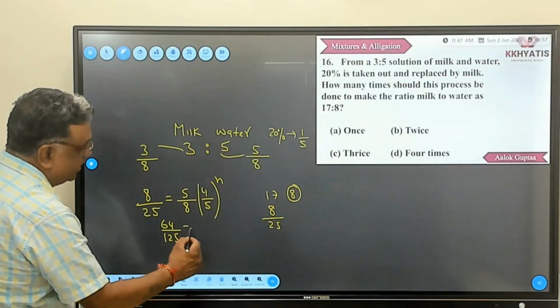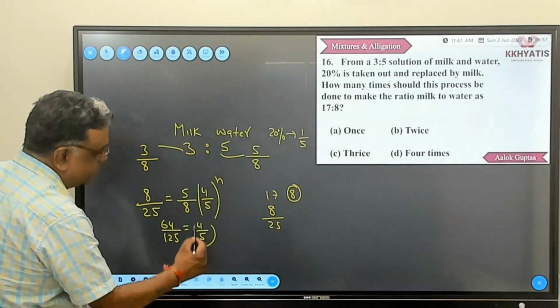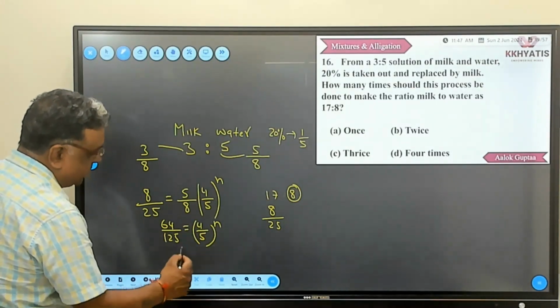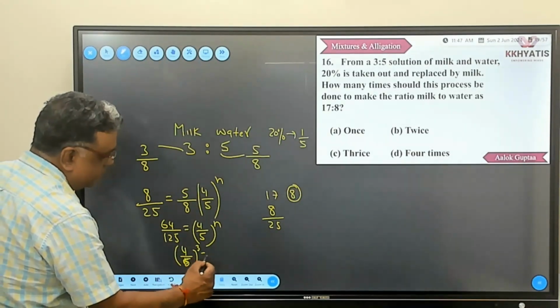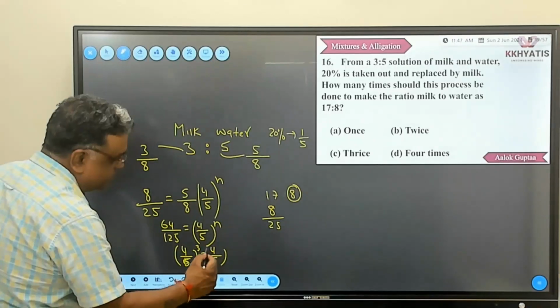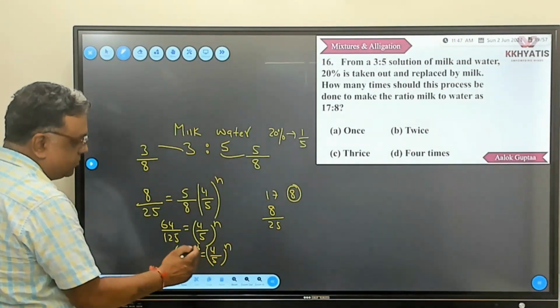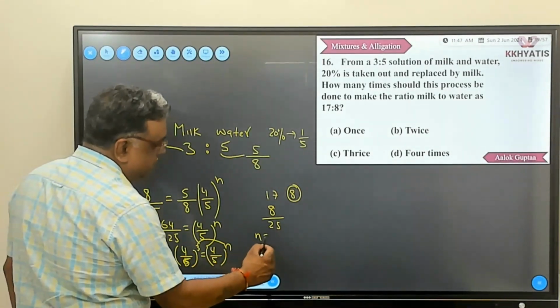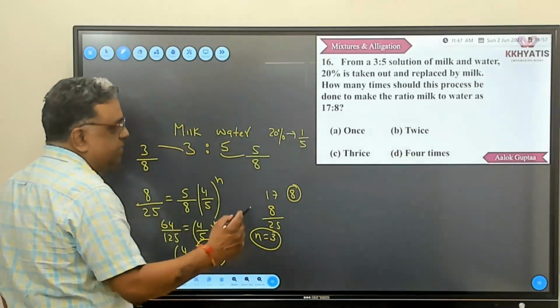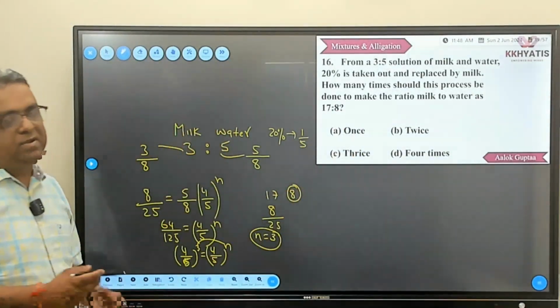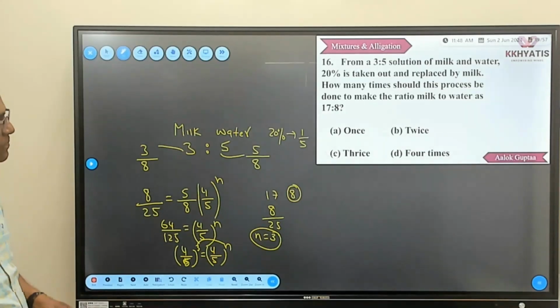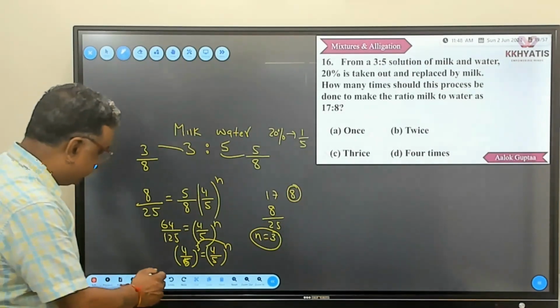So we'll just take this here. 64/125 is (4/5) raised to n. So I can write this as (4/5) cubed is (4/5) raised to n. So the power also should be the same. N is 3, which means this process should have been repeated 3 times to get the milk and water in the ratio 17:8 in the final quantity. Let's go ahead.